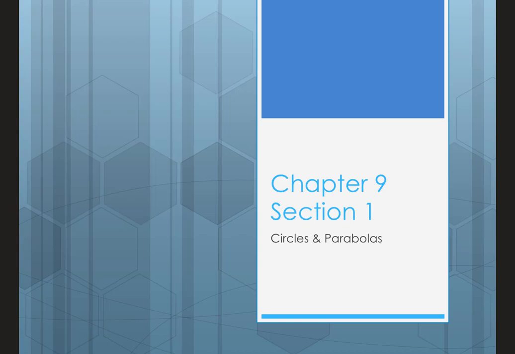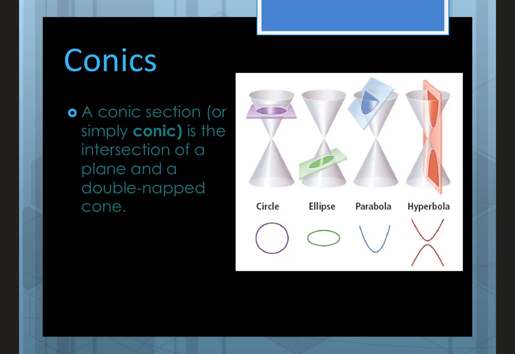All right, so 9.1, 9.2, and 9.3 are all conics. 9.1 is circles and parabolas. 9.2 is ellipses. 9.3 is hyperbolas. So we're gonna do this one between today and tomorrow. We'll finish tomorrow, but we'll start at least with what's a conic.